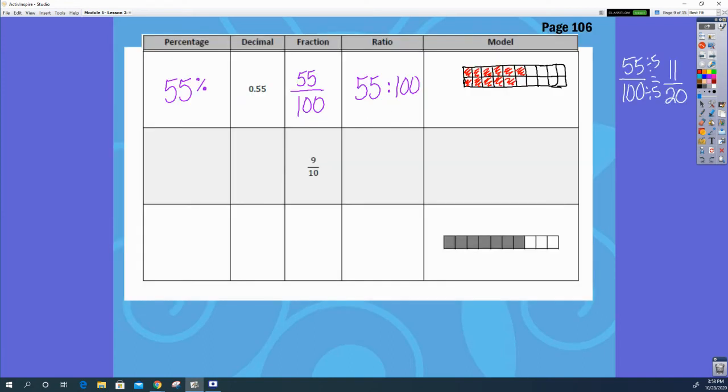So right now, can you pause the video and complete the next two problems? You have 9/10, and then they gave you the last problem, which is a model. So pause the video to see if you can complete the last two. When you're ready to go over it, hit play.